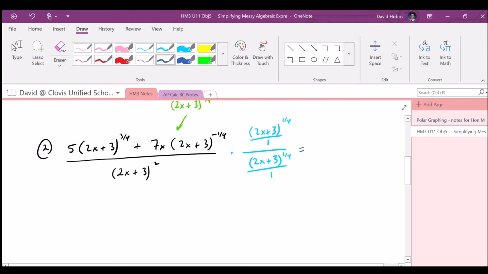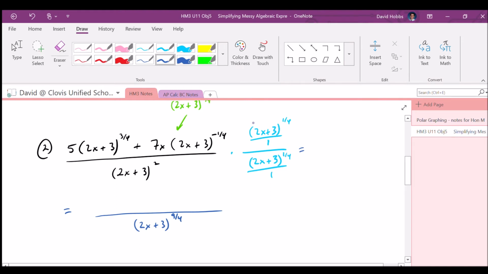we notice we have (2x plus 3) quantity to the second and (2x plus 3) quantity to the 1/4. The values inside the parentheses are the same, so we can add the exponents since we're multiplying. 2 plus 1/4 is 2 1/4. It's also known as 9/4, and that's the way we should write it.